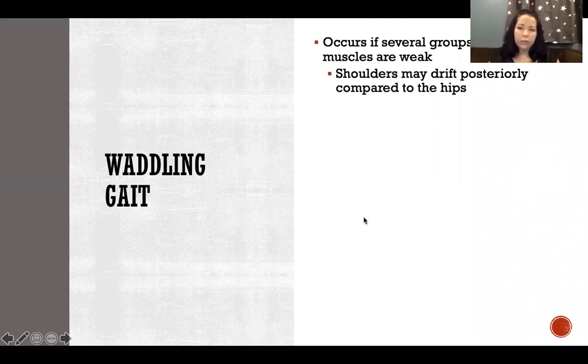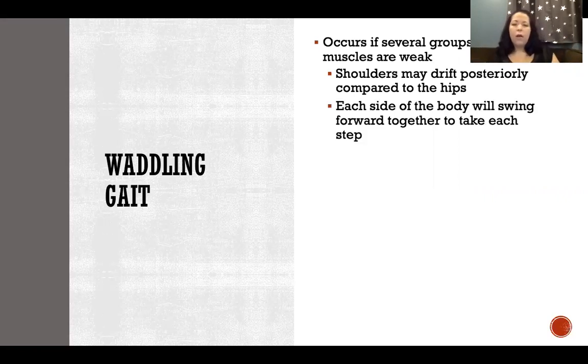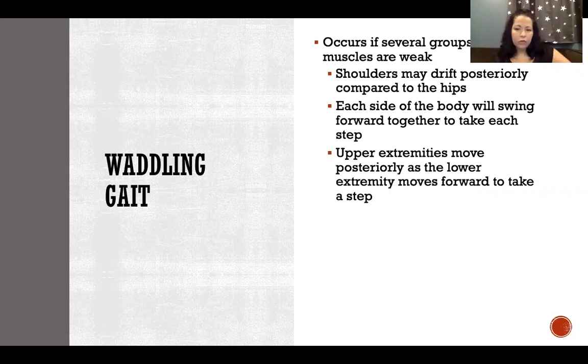The shoulders might drift posteriorly compared to the hips. So this person usually is going to appear really upright or maybe even leaning back a little bit. Each side of the body will swing forward together to take each step. Upper extremities move posteriorly as the lower extremity moves forward to take a step.